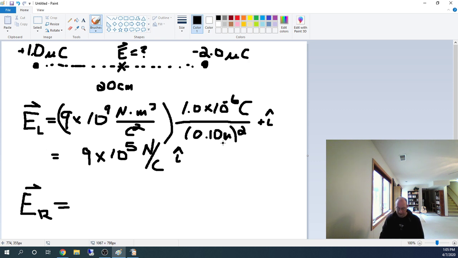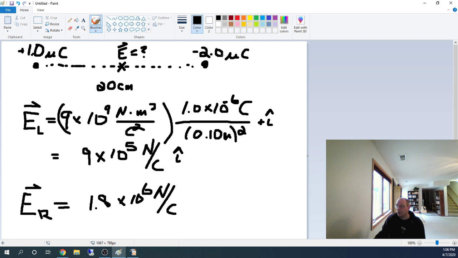So let's plug in that number to get the magnitude. So 9 times 10 to the ninth times 2 times 10 to the minus 6 divided by 0.1 squared. And I get now twice as much electric field. That's 1.8 times 10 to the sixth newtons per coulomb for our magnitude. And now let's put in our direction here.